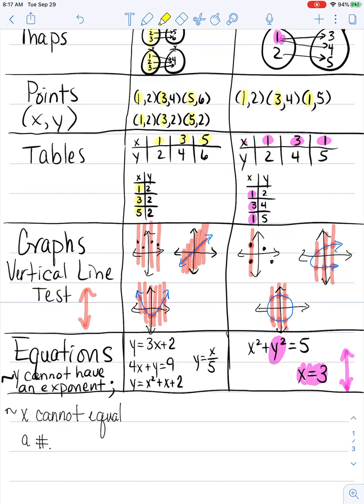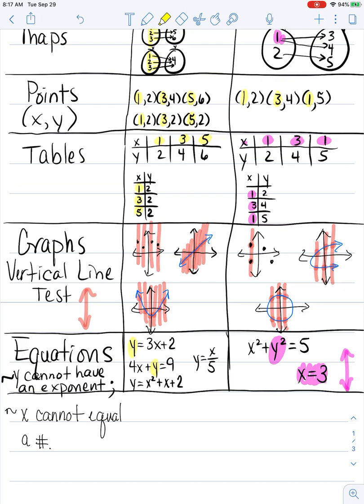All of these others, look at this. Y equals 3x plus 2. 4x plus y equals 9. Y equals x squared plus x plus 2. Even fractions are okay because, watch this. Let's look at the y's in these equations. Does that y have an exponent? No, that's why it's a function.